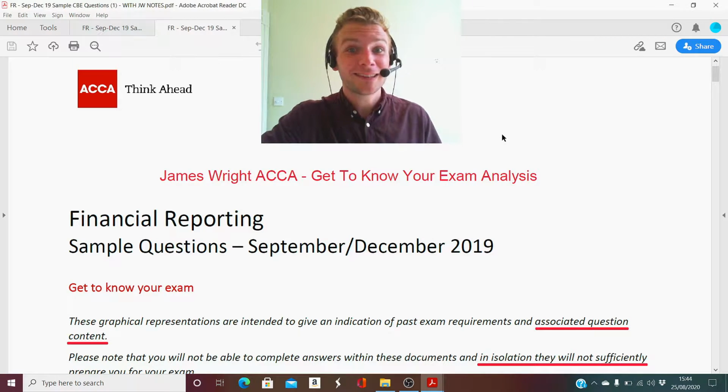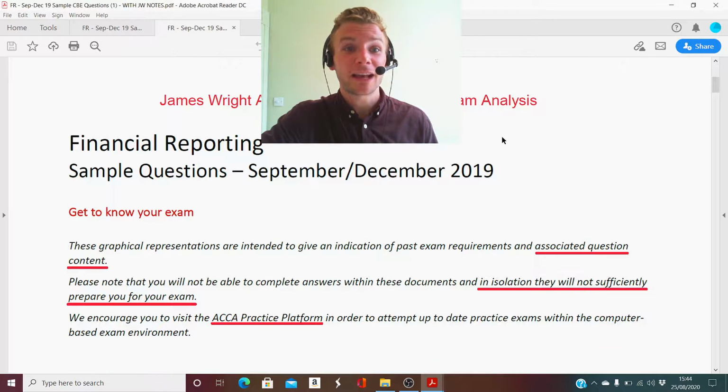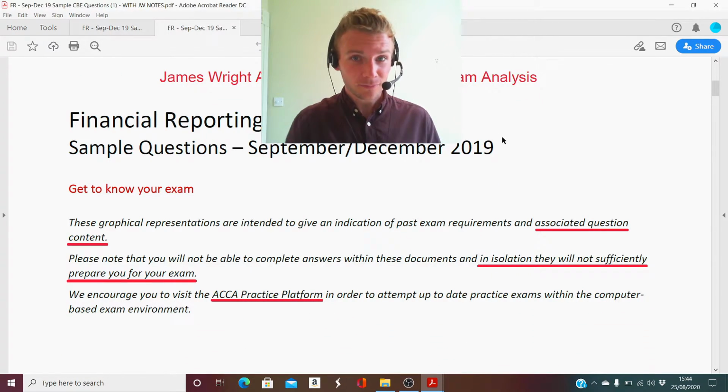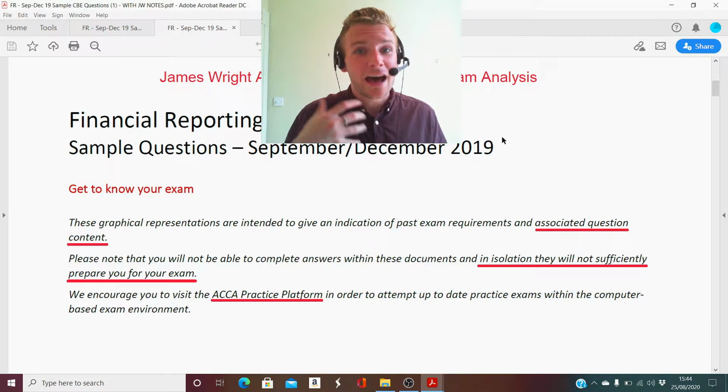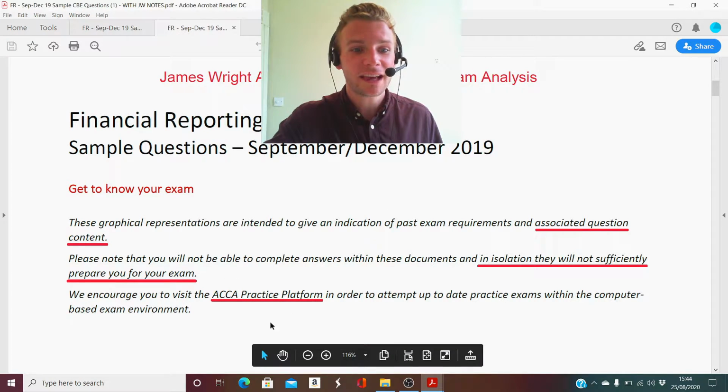So on the first page, as you can see on my screen, we've actually just got a general introduction here about the actual sample questions. So it's all about the actual content as you go through the document. These are things that have happened in the past, but in essence it's all about how to prepare yourself better for your computer-based examination.